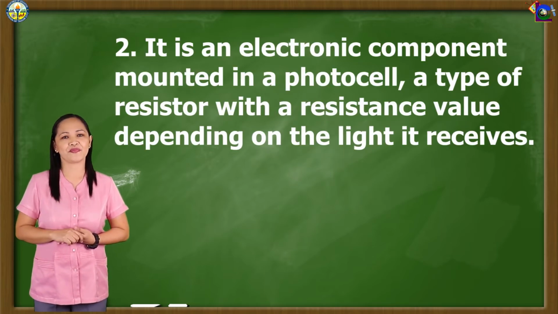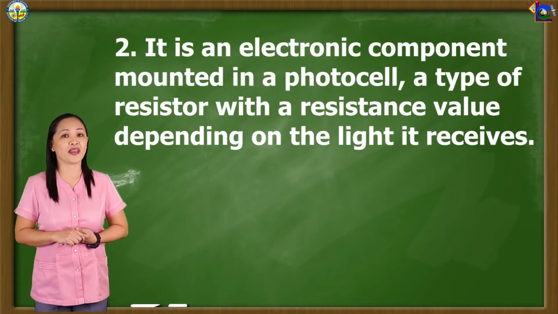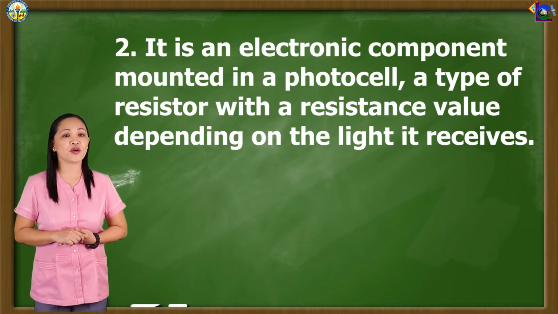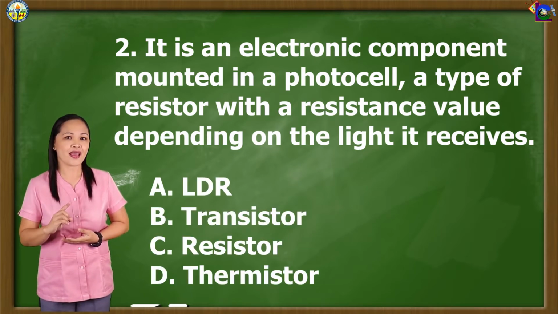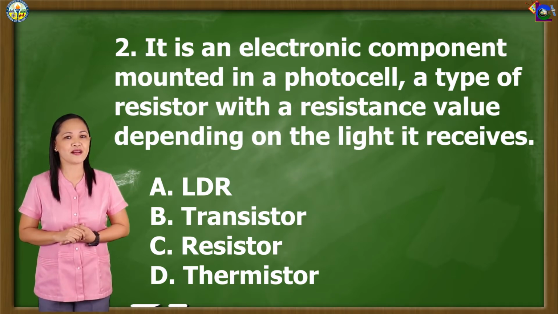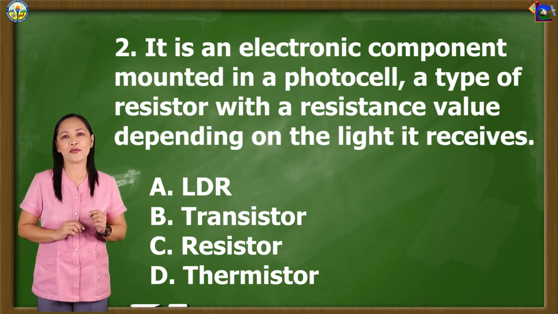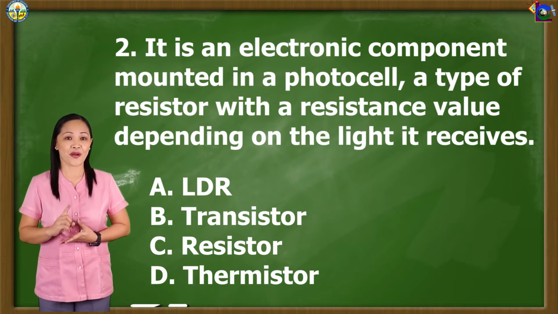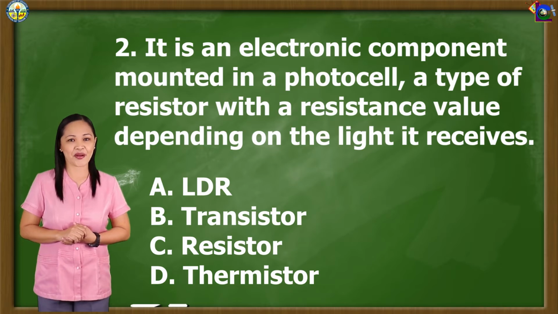Question number 2. It is an electronic component mounted in a photocell, a type of resistor with a resistance value depending on the light it receives. Letter A, LDR. B, transistor. C, resistor. D, thermistor. The correct answer is letter A.